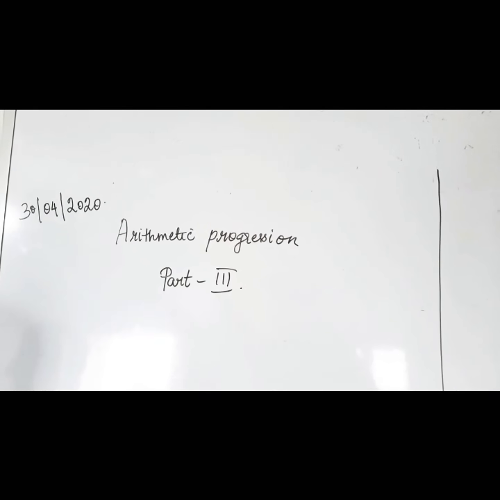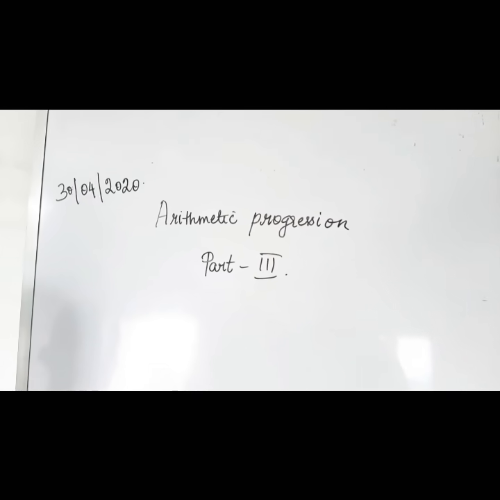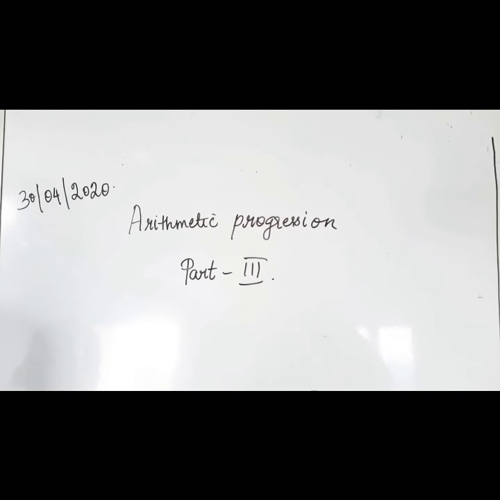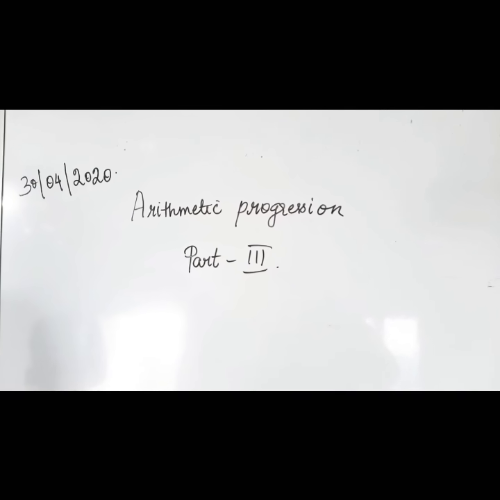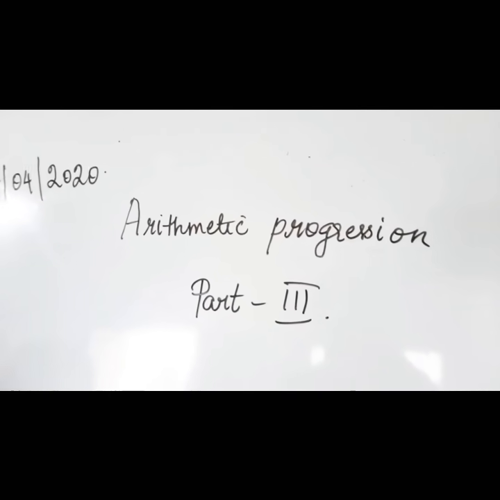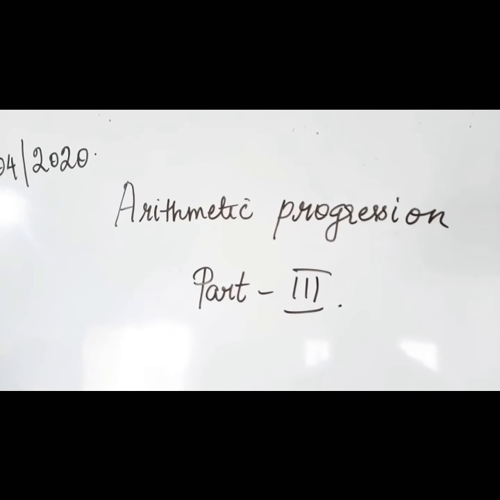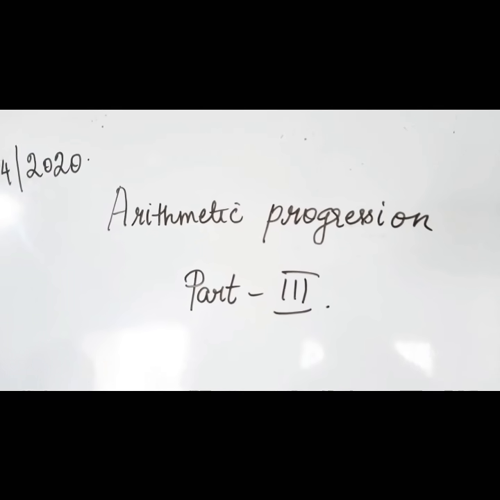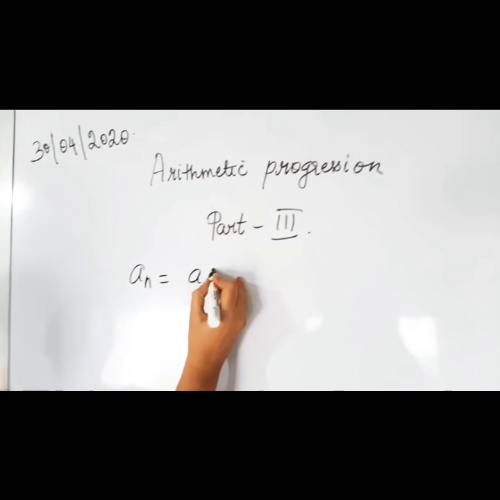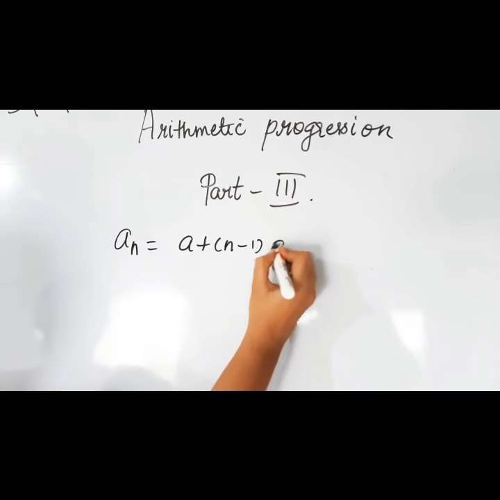Welcome to today's class. We are going to see exercise 5.2. What we have learned in the last class, we have learned about the nth term of an AP, that is aN, and we learned one formula: aN is equal to a plus (n minus 1) into d.